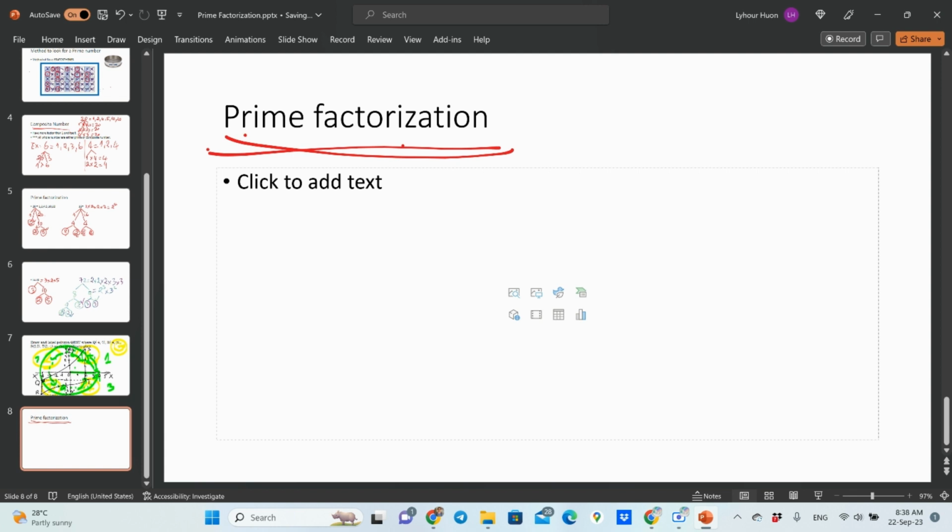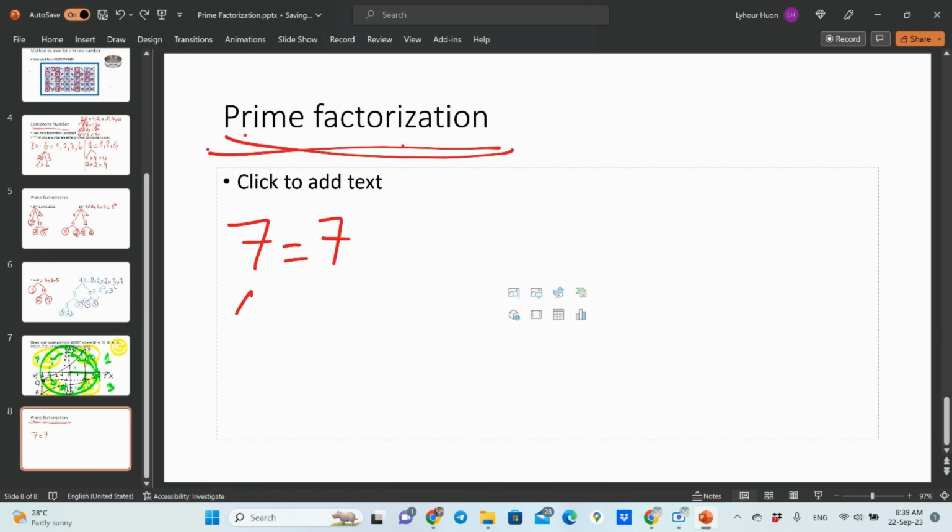But can they give a prime number to be factorized? For example, 7. It's equal to 7. Yes, we can. If it's 7, and we want to make a prime factorization, it's just 7.